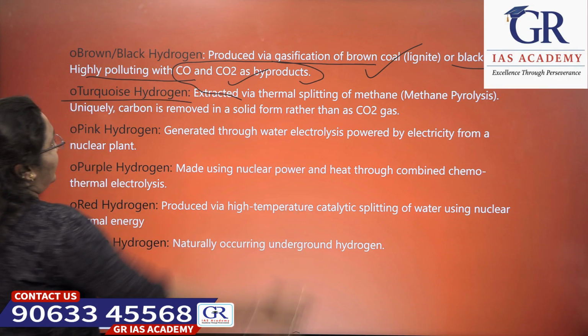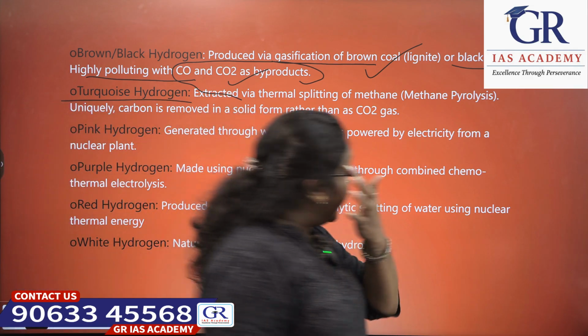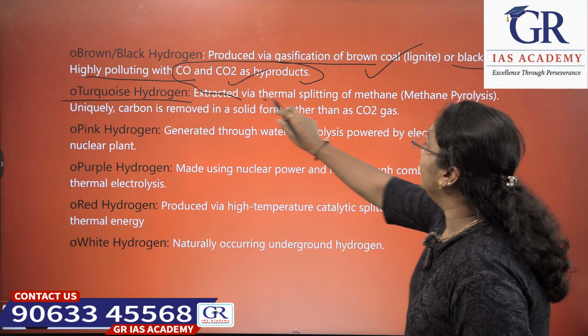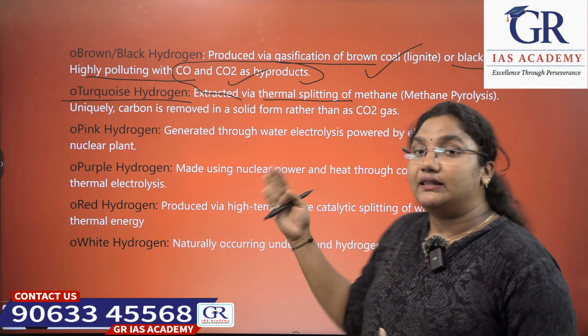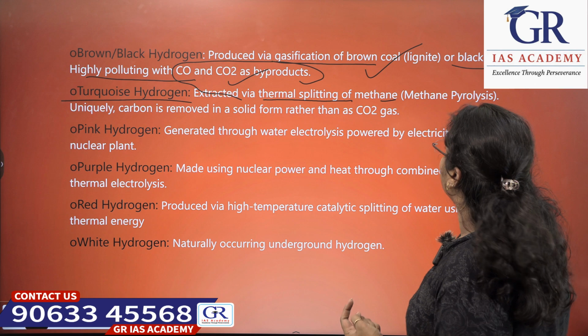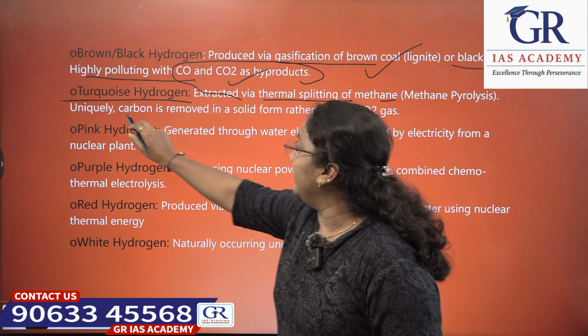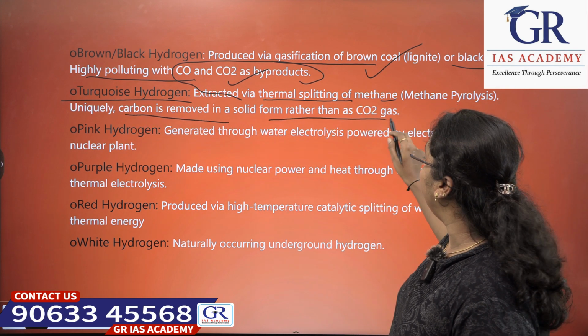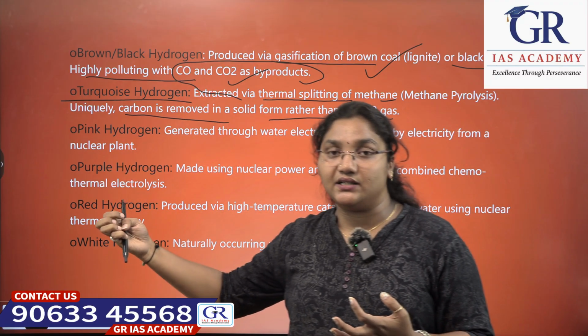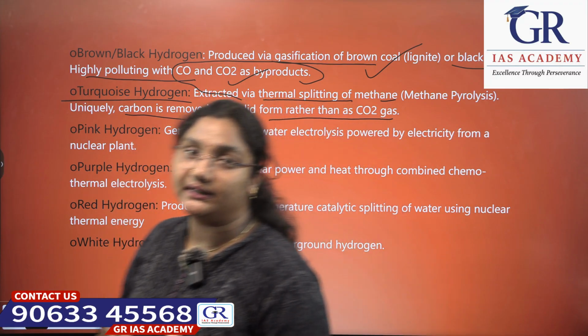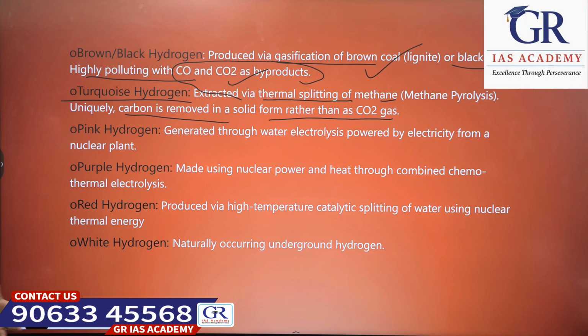Next is turquoise hydrogen. Turquoise hydrogen is extracted via thermal splitting of methane, which is methane pyrolysis. Uniquely, carbon is removed in a solid form rather than as carbon dioxide gas.